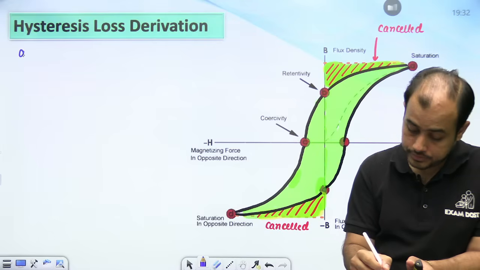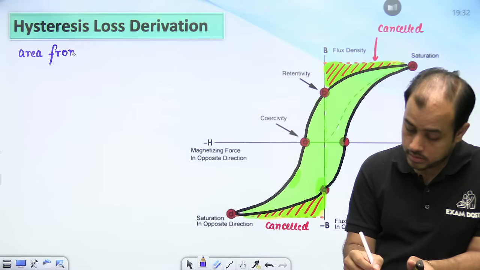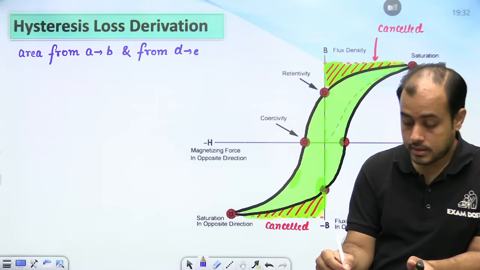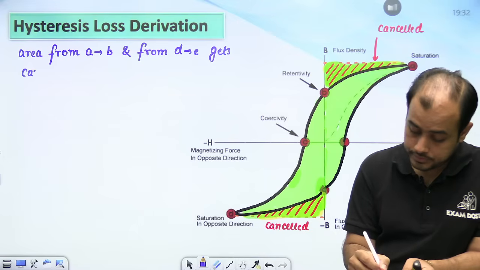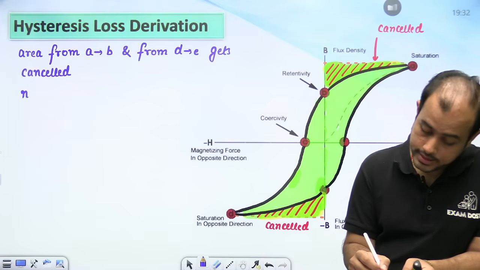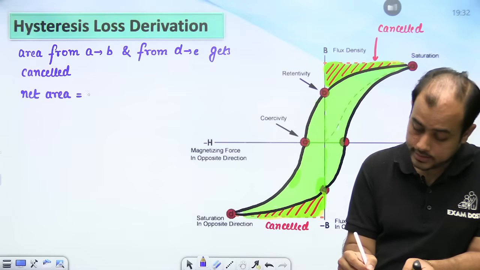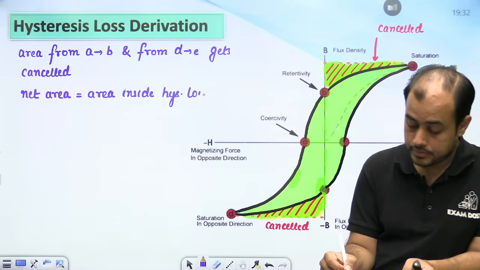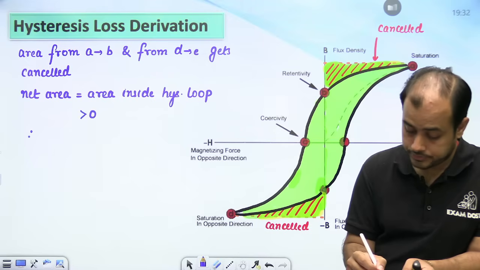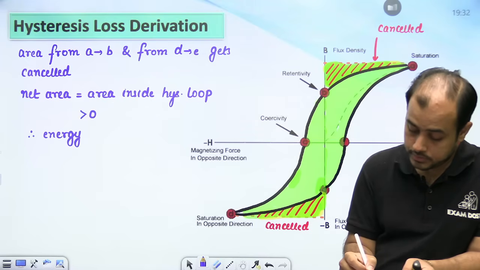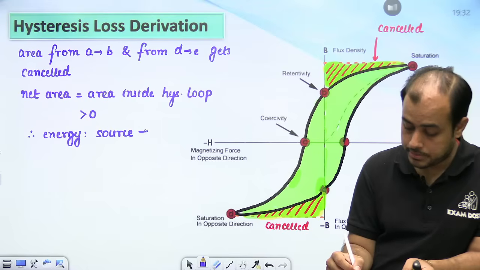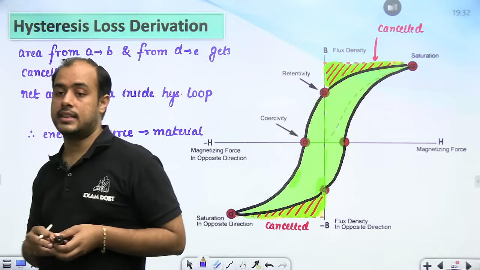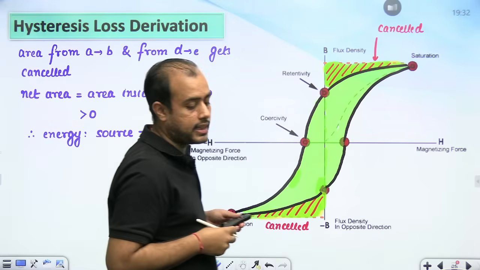तो area from A to B and from D to E gets cancelled. Net area is equal to area inside hysteresis loop and it is positive. Therefore, energy goes from source to the material. So that means beta, in one cycle the green area represents the energy absorbed by the material.